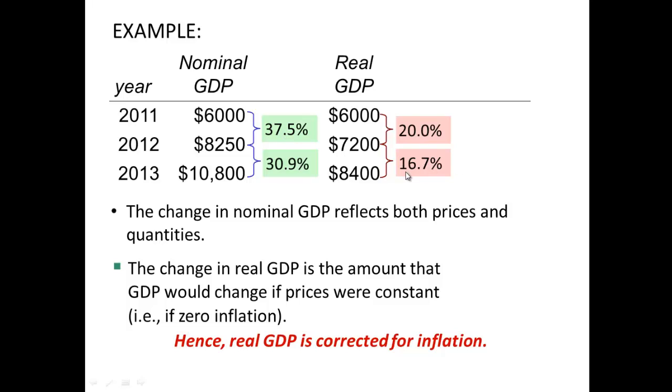Likewise, in the second year, we grew by an additional 16.7%. And so the difference between 30.9 and 16.7% is due to inflation. And that is how we interpret nominal versus real in terms of GDP in this instance.